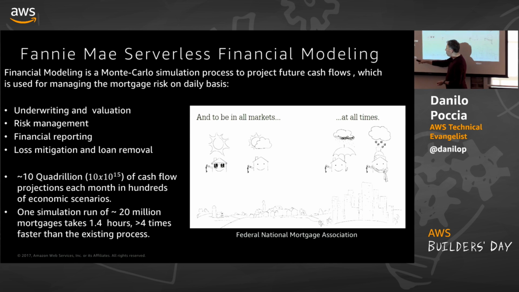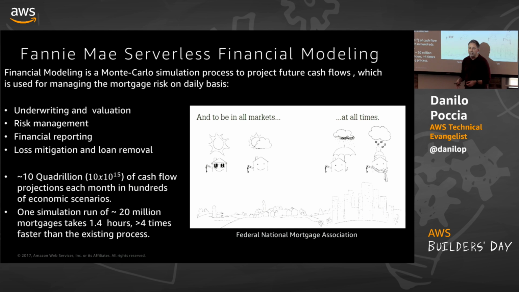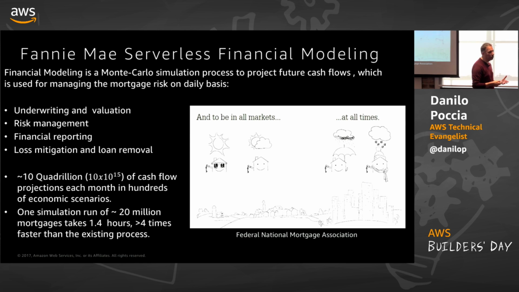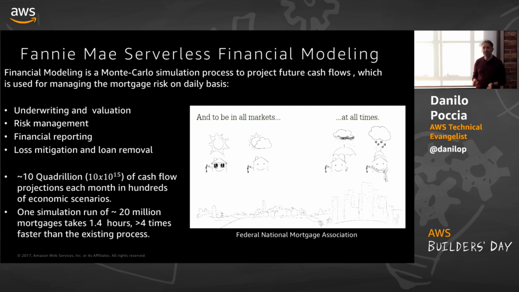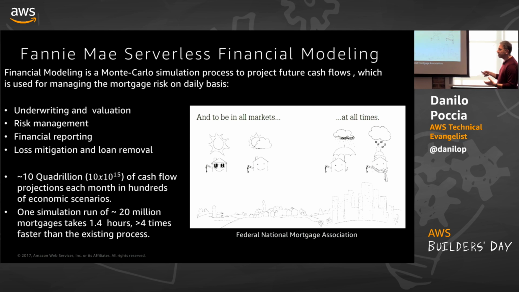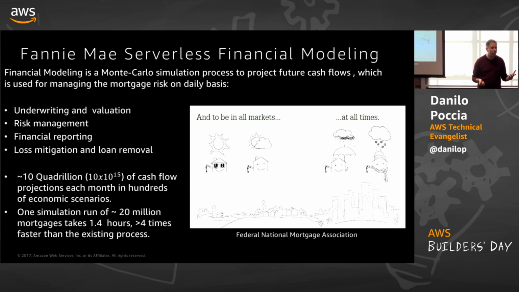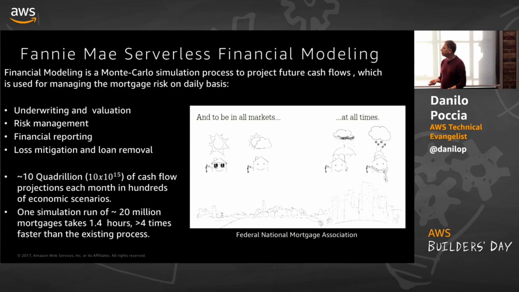Now it takes 1.4 hours using this approach of serverless and parallel Lambda functions, which is 4 times faster than it was before when they were using a traditional architecture. And it's much, much easier to manage because now they can scale from 1 to 1,000 Lambda functions just with a trigger.